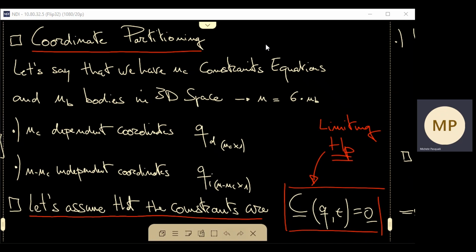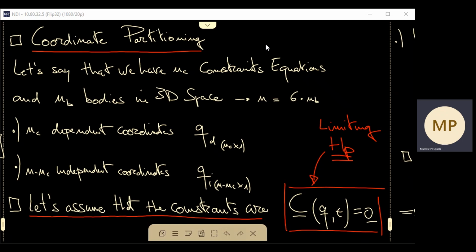So here we have, again, we assumed to have NC dependent coordinates as a result of NC constraint equations. And again, as a consequence, N minus NC independent coordinates, where N is 6 times NB, where NB is the number of bodies in the 3D space. Okay.